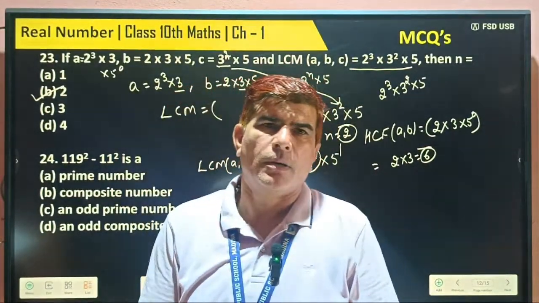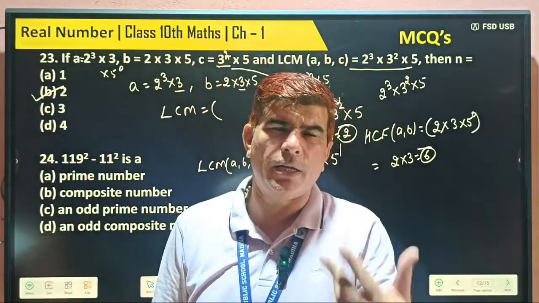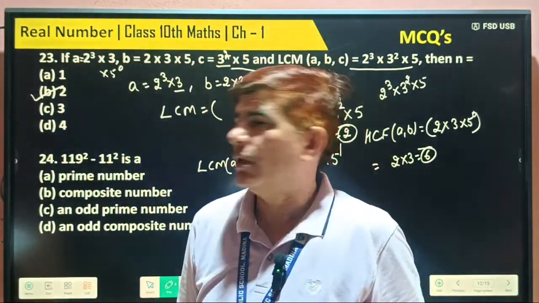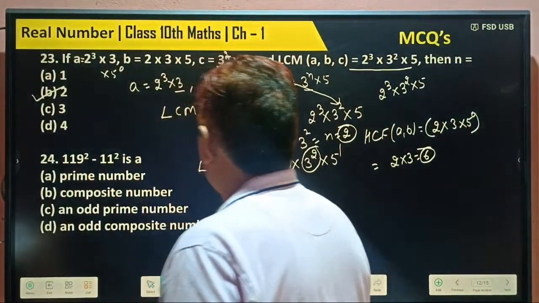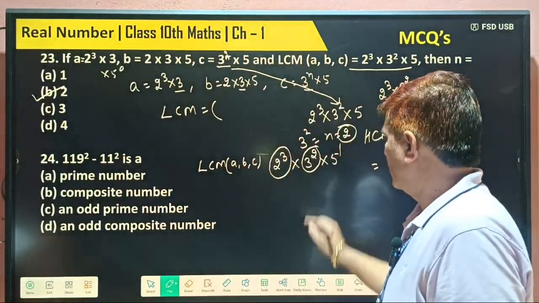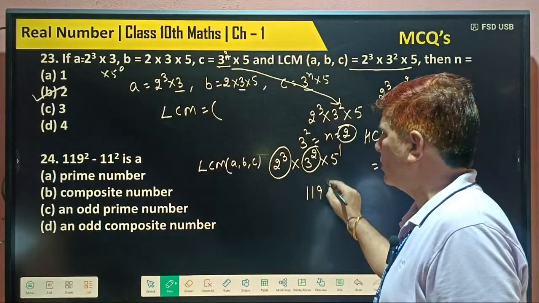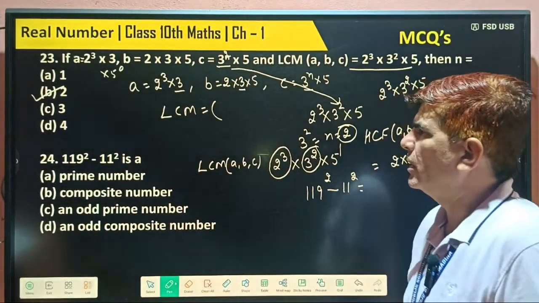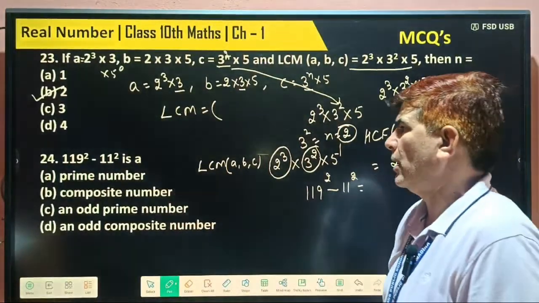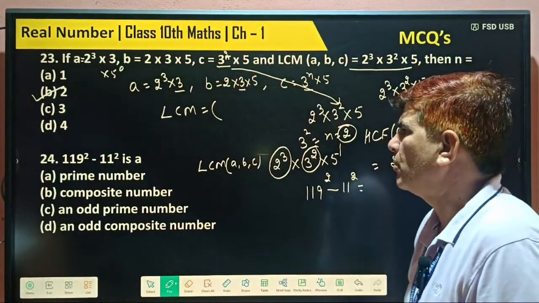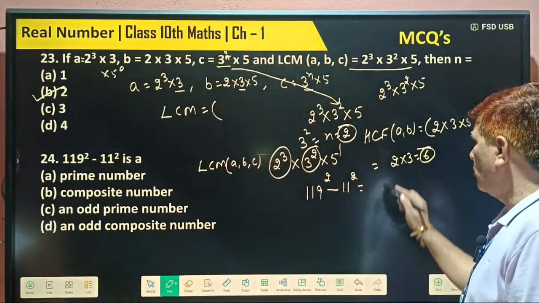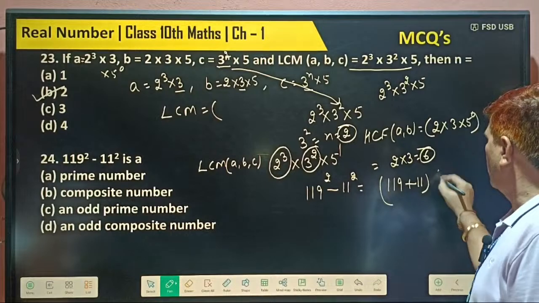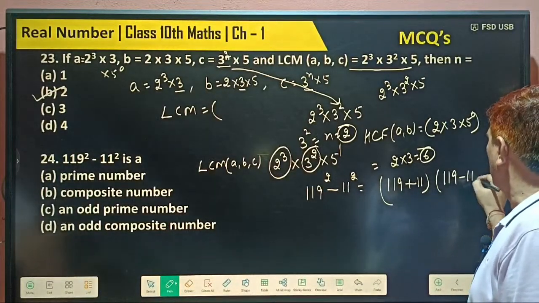HCF meaning maximum, LCM meaning maximum power of that prime number between the given numbers. Now this question is saying 119 power 2 minus 11 power 2. You have to tell whether it is a prime number, composite number, an odd prime number, or an odd composite number. So how can we write it? 119 plus 11 and 119 minus 11.